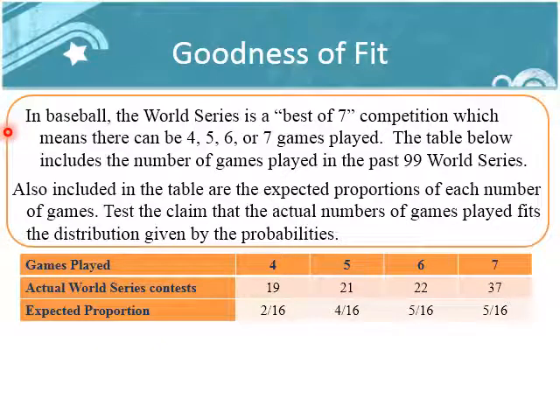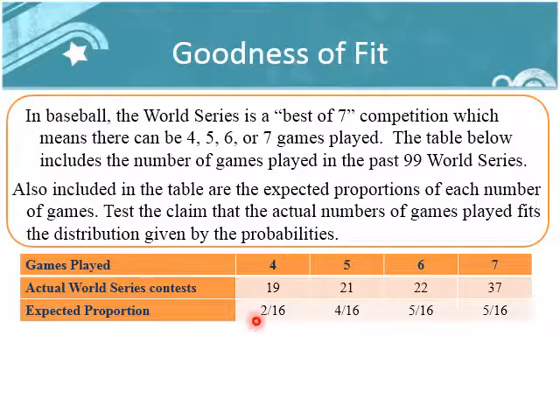So let's look at another similar but different type of problem. In this case, the expected frequencies are going to be different from one another. In other words, they won't all be the same like they were in the previous problem. In baseball, the World Series is a best-of-7 competition, which means there can be 4, 5, 6, or 7 games played. The table below includes the number of games played in the past 99 World Series. Also included are the expected proportions of each number of games. Test the claim that the actual number of games played fits the distribution given by the probabilities.